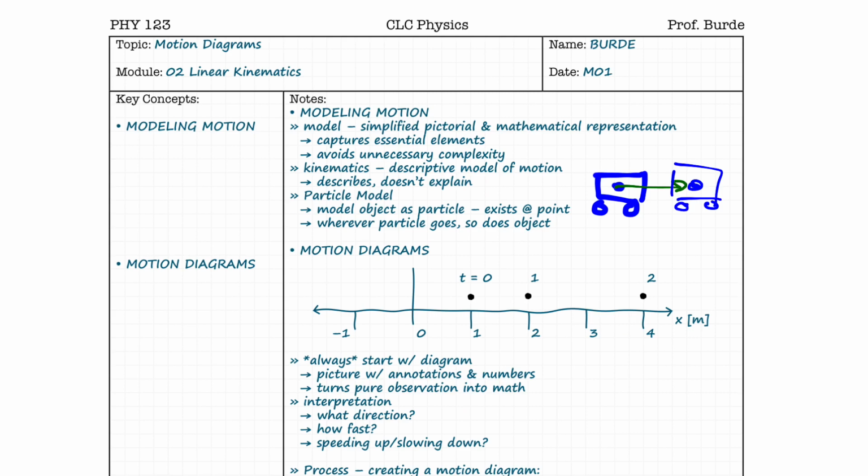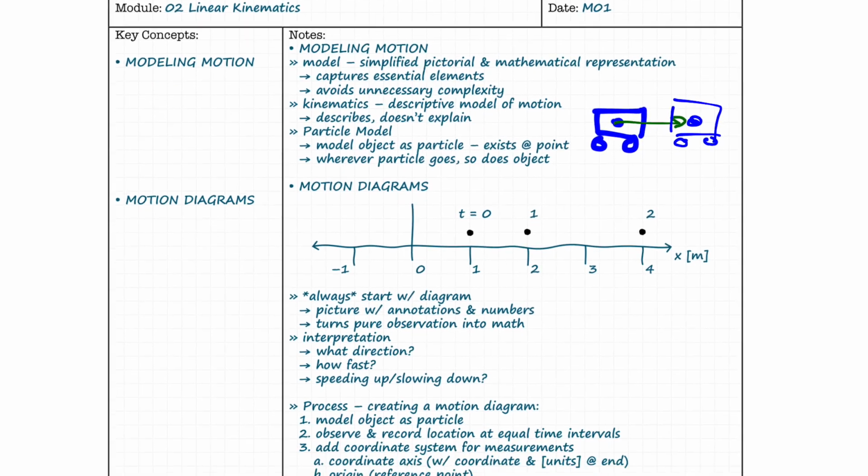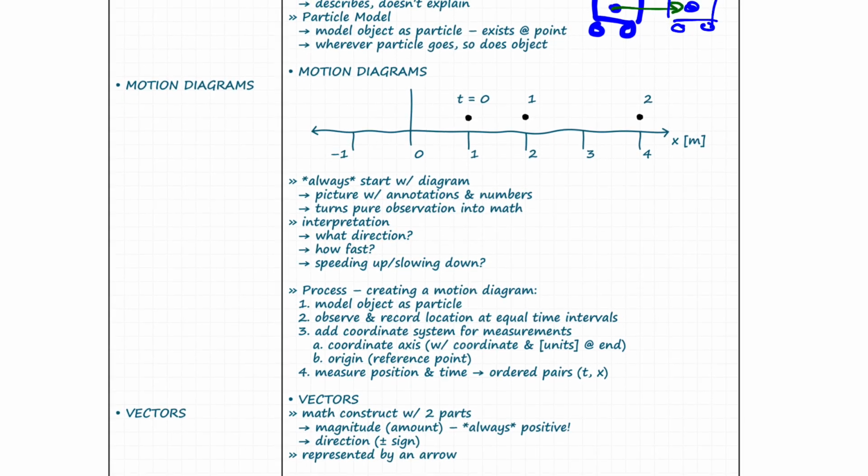To turn our observations of the location of the object into mathematics, into something we can calculate, we're going to use a motion diagram. We always want to start with a diagram to represent and describe our motion. A motion diagram is going to tell us what direction the object's moving in, how fast is it moving, is it speeding up or is it slowing down. It helps us find all of those things about the object.